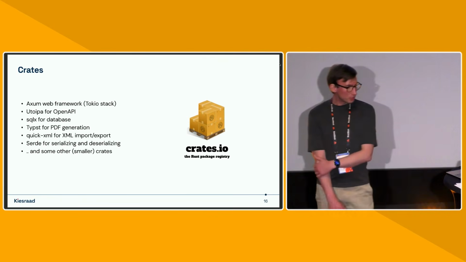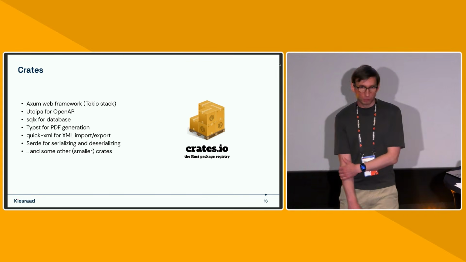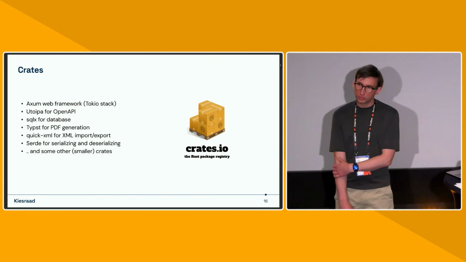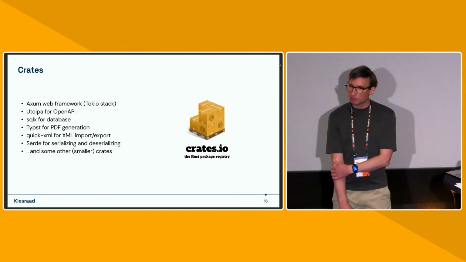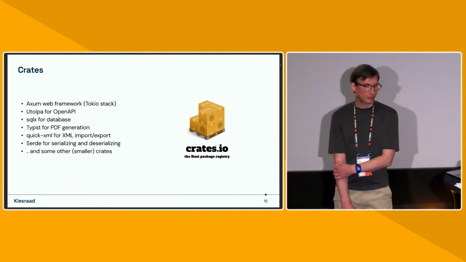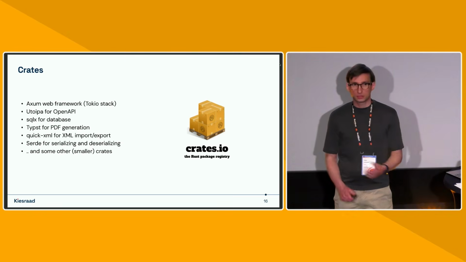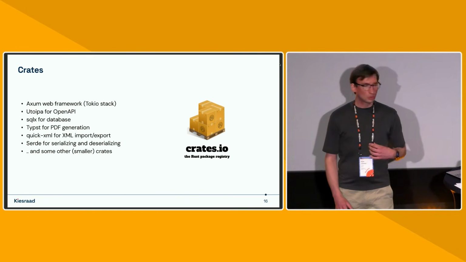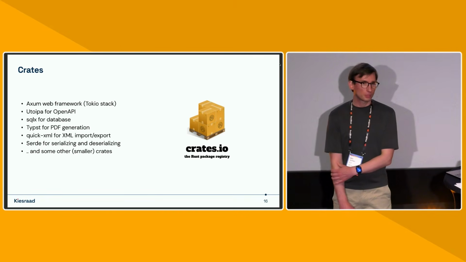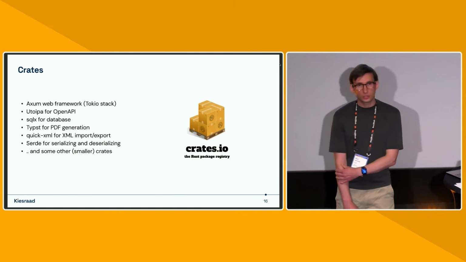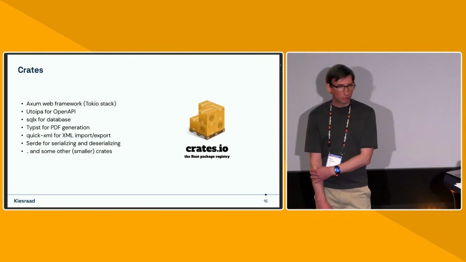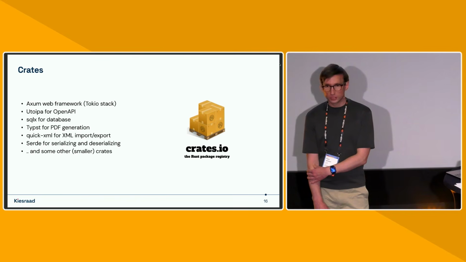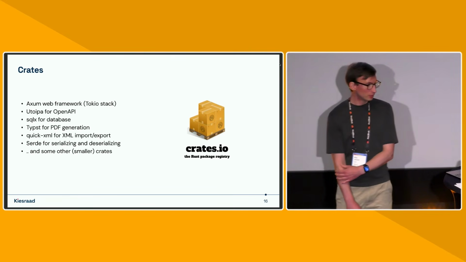Some of the crates we use: the Axum web framework, a web library from the Tokio stack. We use Utopia to create OpenAPI specifications. Those OpenAPI specifications from the backend get translated into TypeScript types so that we can use them in our front end. We use SQLx for our database. SQLx provides compile-time checks for our SQL queries, also a very nice property.